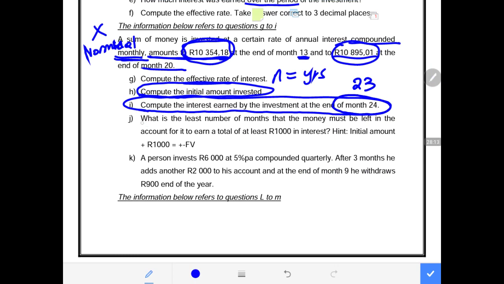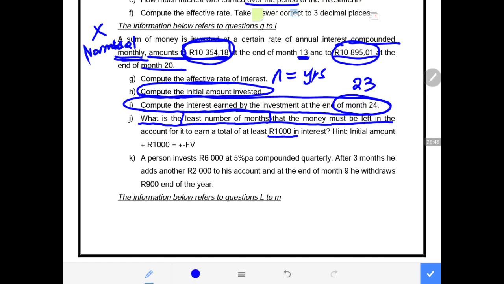Number J says, what is the least number of months that the money must be left? That means we are looking for the number of months, which is our N. What is the least number of months that money must be left in the account in order to earn a total of at least 1,000 in interest? Hint, initial amount invested plus interest is equal to plus minus future value.